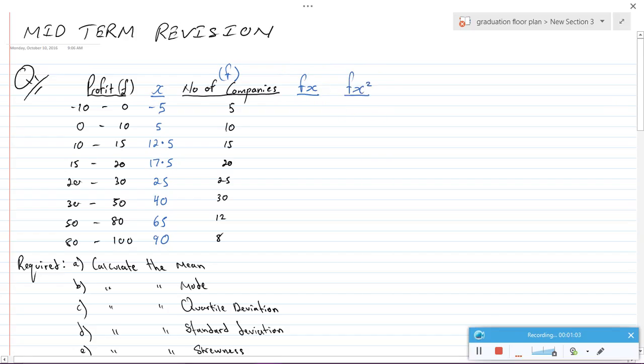Correct? Remember? Okay. Now we do the whole working first. Then it's easy for you. In the exam also you do the same thing. You do the x, you do the fx, you do the fx power of 2. Then you do the formulas. It's easy. Don't do fx, then go back to the mean, then calculate, come back and do working. Finish up the working first, easy for you.